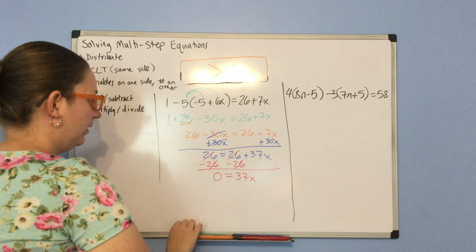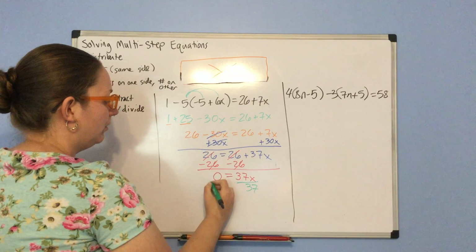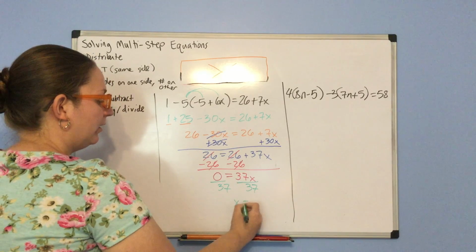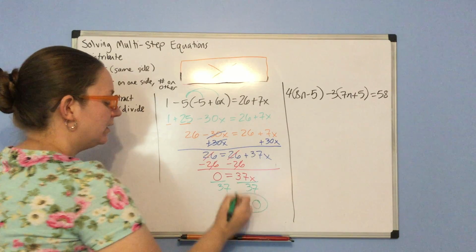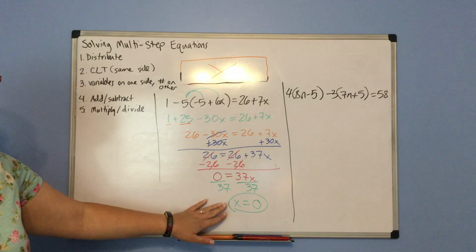So to finish this thing off, undo the number in front of x. So undo multiplying by 37 by dividing. 0 divided by anything other than 0 is 0. So just as a friendly reminder, you can get 0 as a final answer, and that is perfectly fine.